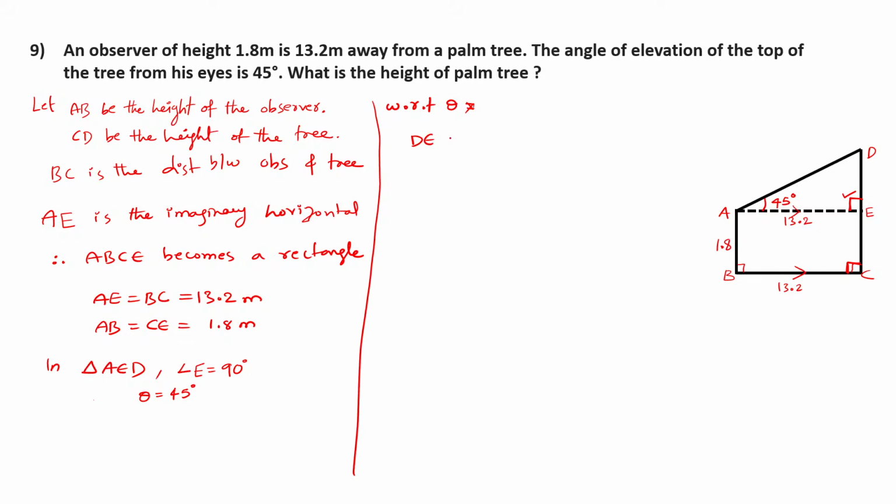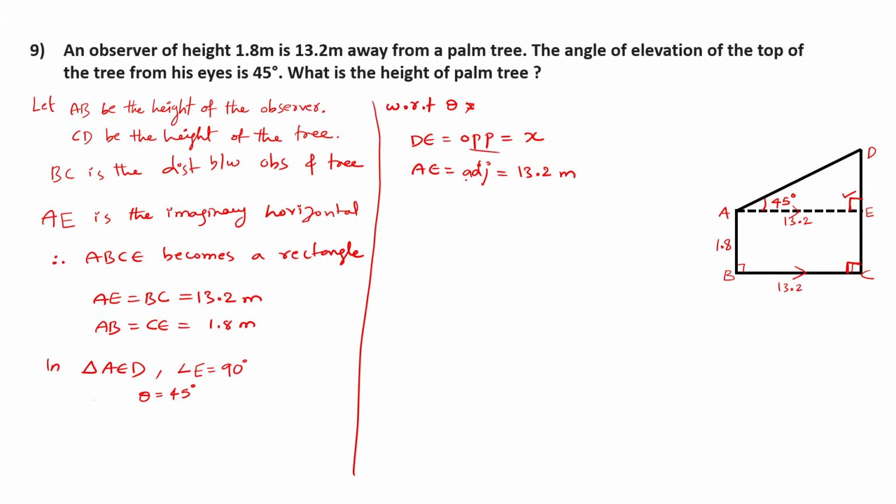DE is the opposite side that we don't know, so we take it as x. Next, AE is the adjacent side, and we have it as 13.2 meters. We don't need to find the hypotenuse, so I'm not writing it here.